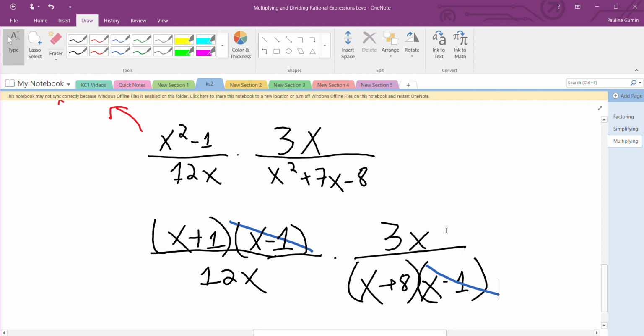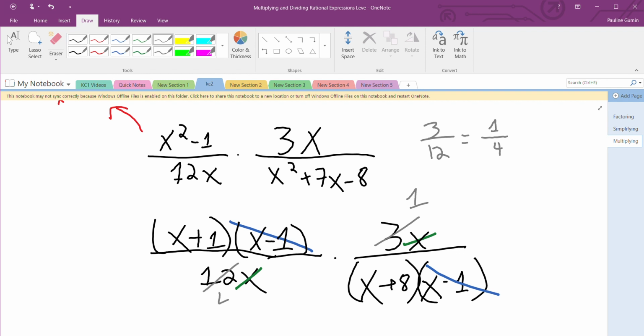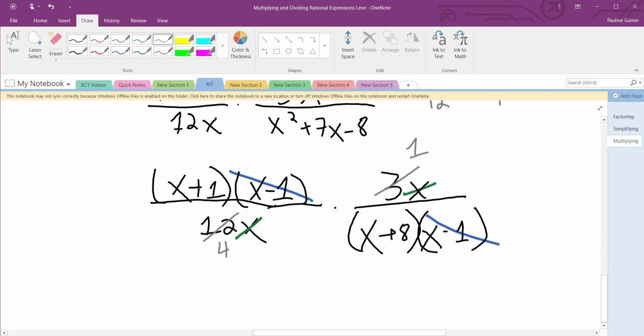So, keeping that in mind, one thing I can reduce here is our x's. If there's an x on the top, x on the bottom, I cross one of each out. In this case, they're gone. I can also reduce my 3/12. Why? Well, 3/12 is the same thing as 1/4. So let's make the 3 into a 1, the 12 into a 4. And that's about it. Let's multiply straight across.